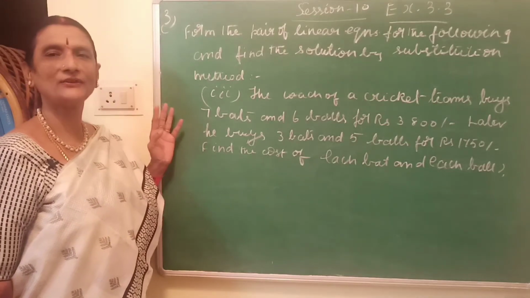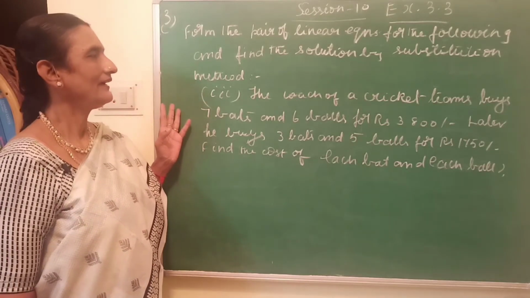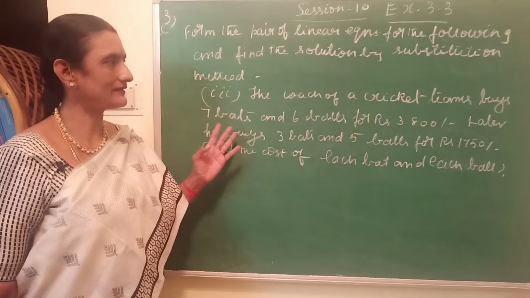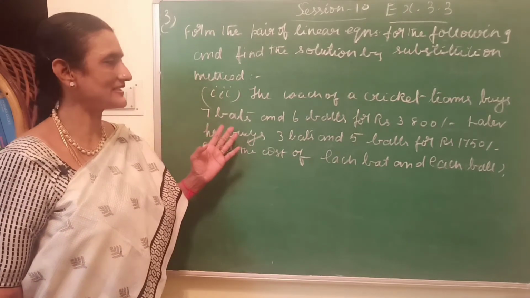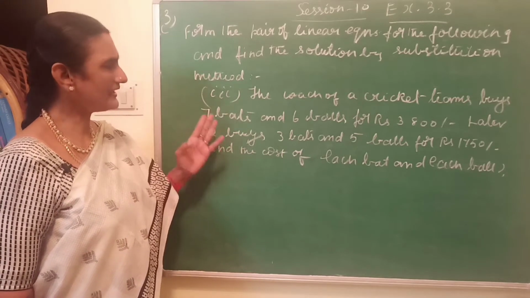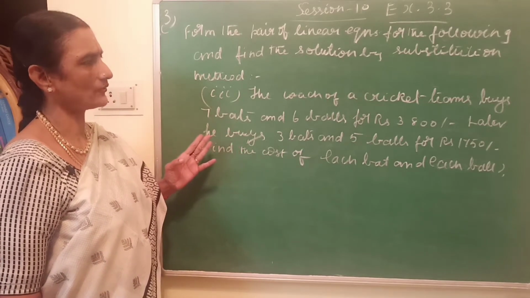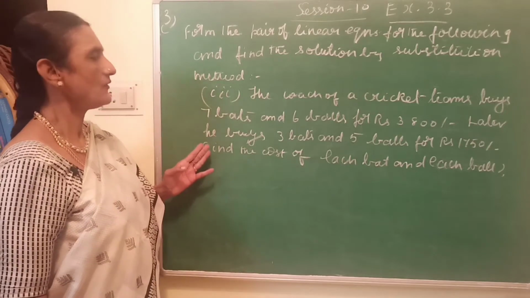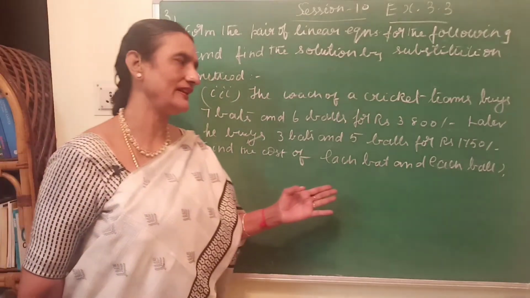Still, let us move on to the third subdivision. Here, the coach of a cricket team buys 7 bats and 6 balls for rupees 3,800. Later, he buys 3 bats and 5 balls for rupees 1,750. Find the cost of each bat and each ball.